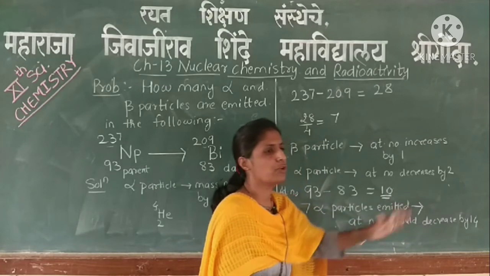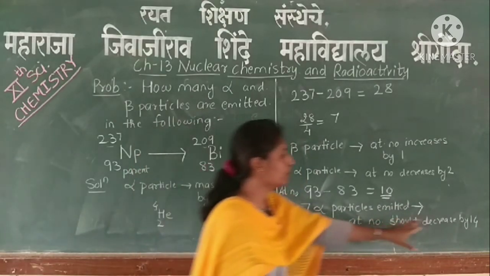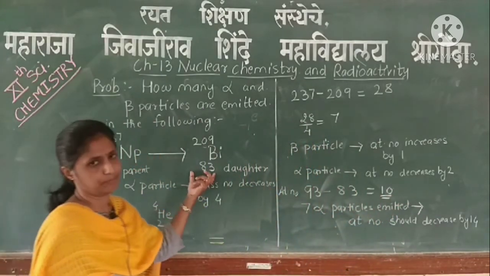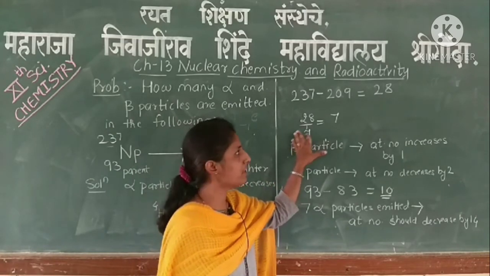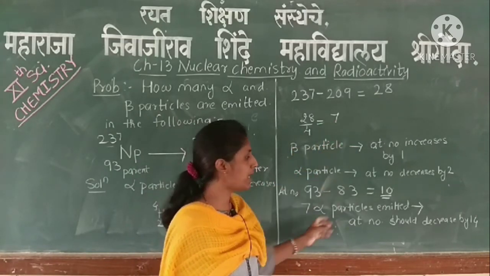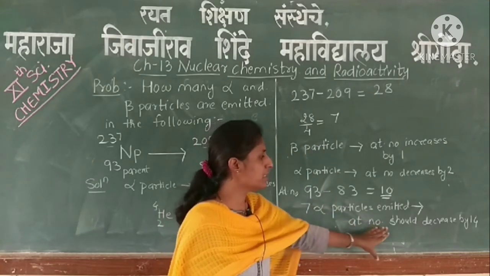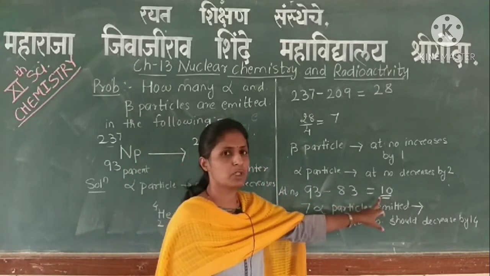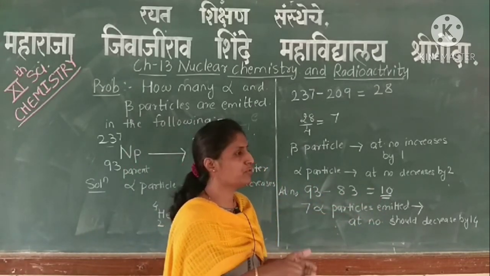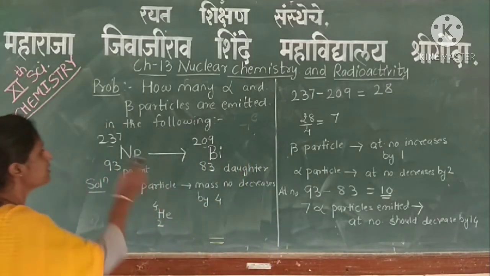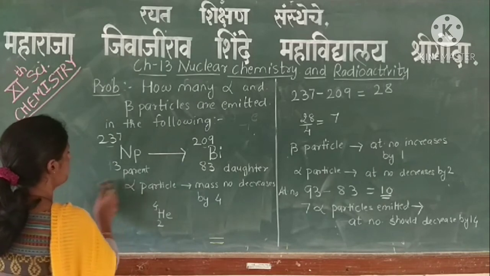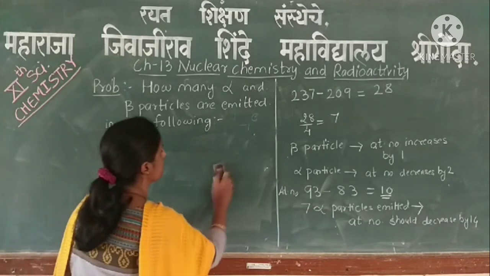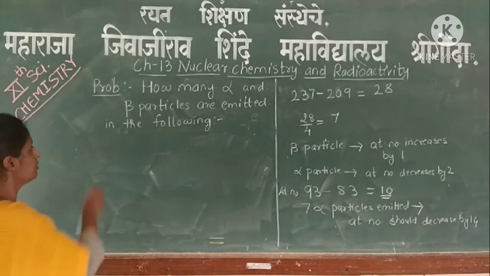So plus 4 is being added. Okay, so there should be plus 4. The atomic number difference is 10. But what we are expecting, if there are 7 alpha particles, is that the atomic number should have decreased by 14, but it has decreased by only 10. So 4 got added, which means its atomic number is increased by 4.